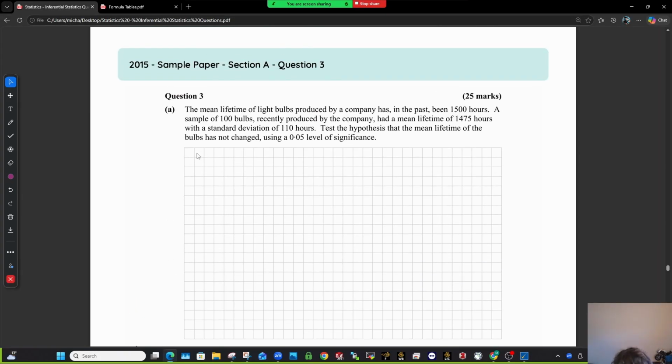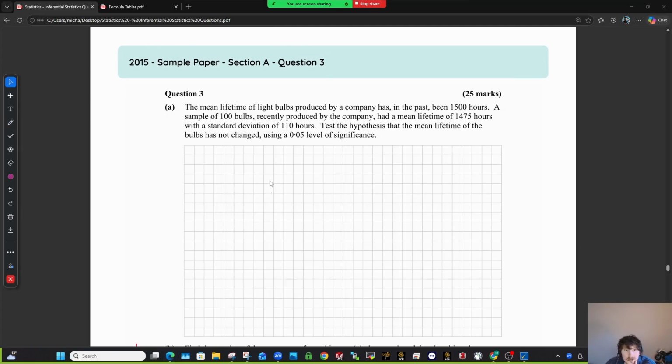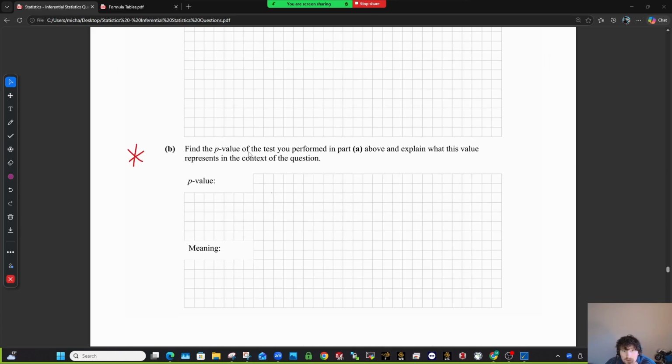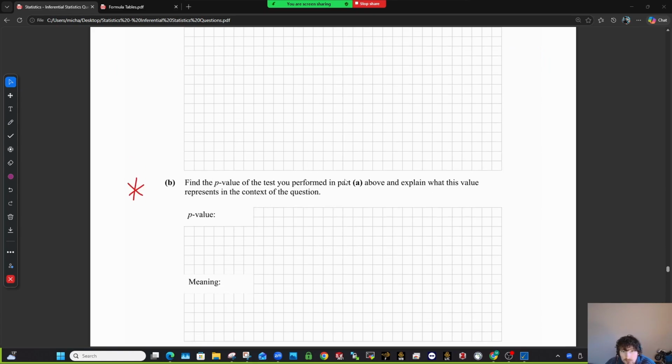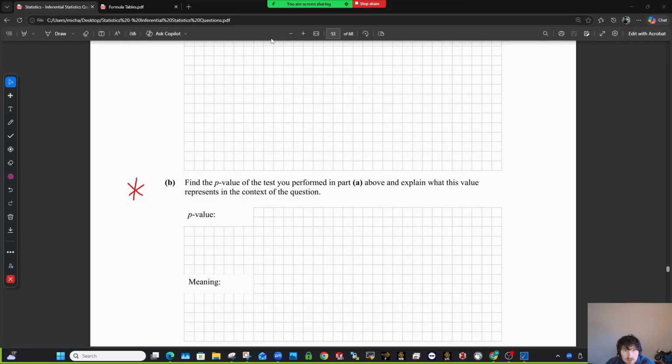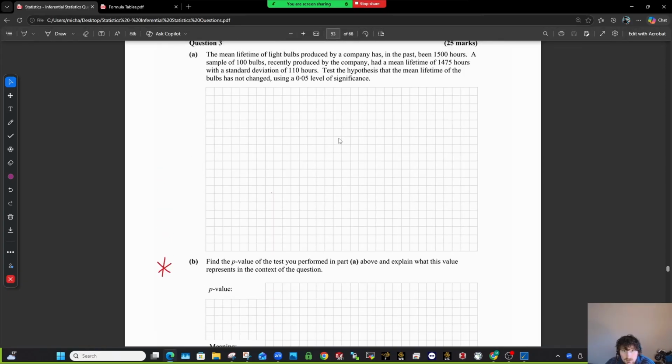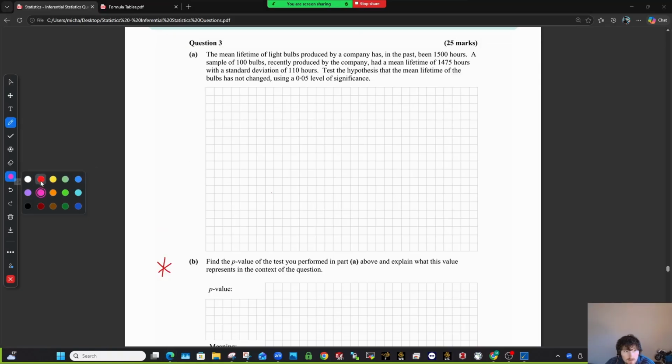Anyways, back to what we're doing here, which is this 2015 sample paper. And we're just talking about a p-value. Find the p-value of this test in part A and explain what the p-value represents. We've done loads of p-value questions, probably too many, but we'll do another one for the sake of it, okay? So they're on about the mean lifetime of bulbs. In the past, it's been 1,500 hours, okay? So that sounds like a mu that we're going to be testing against, and its units are hours. A sample of 100, okay, sounds good.